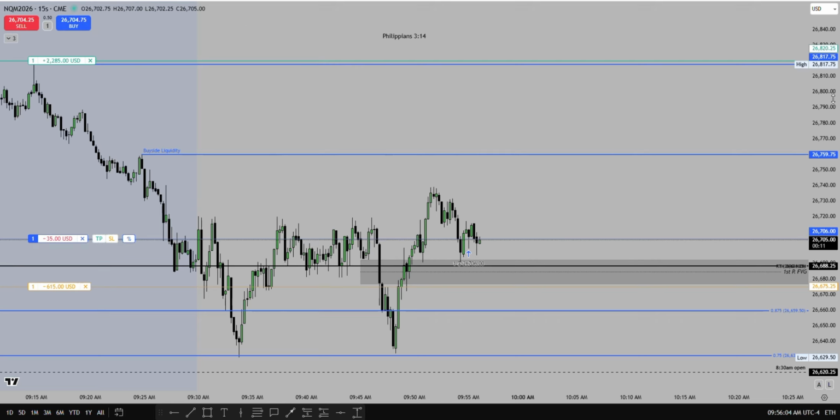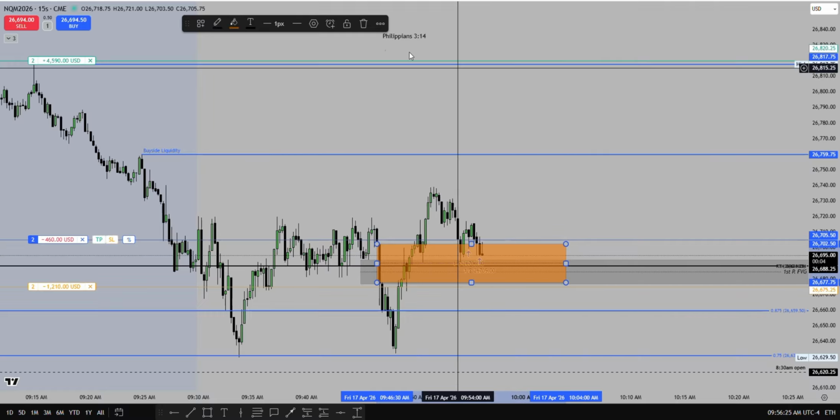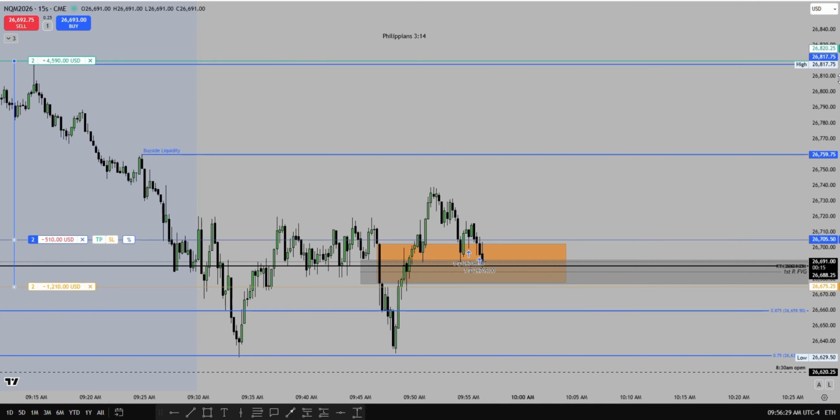I did good, but just wanted to get some practice in, so decided to take a paper trade long. Entering off of a 15-second inversion fair value gap that is stacked on top of a 1 minute first presented fair value gap.